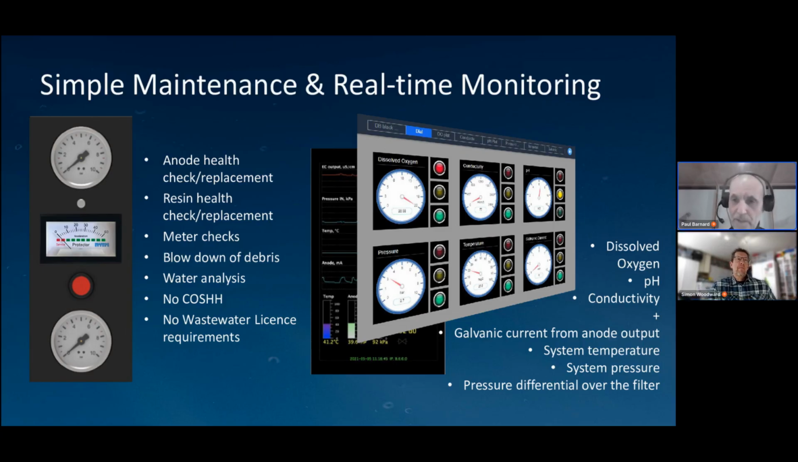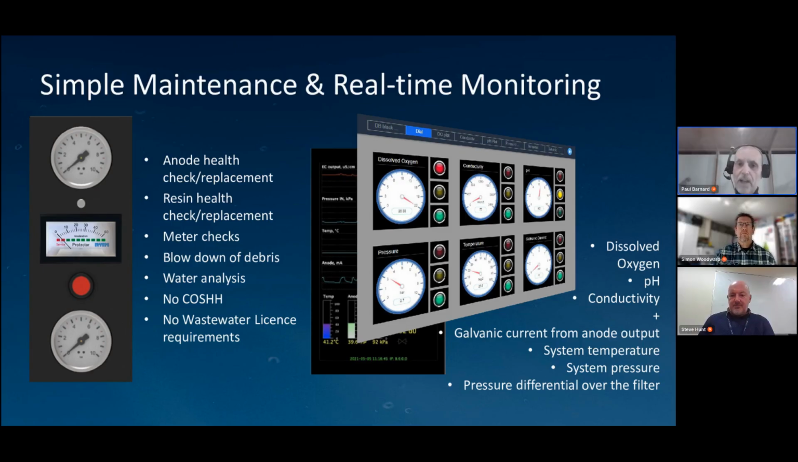Yeah, no problem. We've talked a lot about real-time monitoring and the importance of being able to ingest data from the system. So with our technology, we have real-time monitoring options where we can monitor those key parameters for chemical-free water treatment in terms of dissolved oxygen, pH, conductivity, pick up the galvanic current from the anodes, the system temperature, pressure, and differential pressure across the filter, so that all that information can be fed into a BMS and give visibility and real-time reporting on your network.